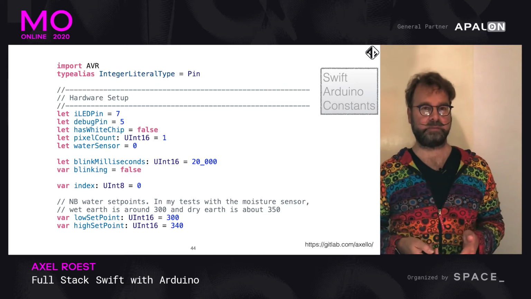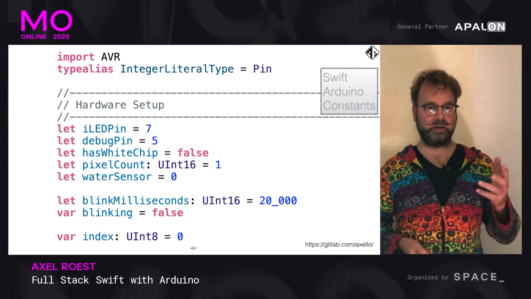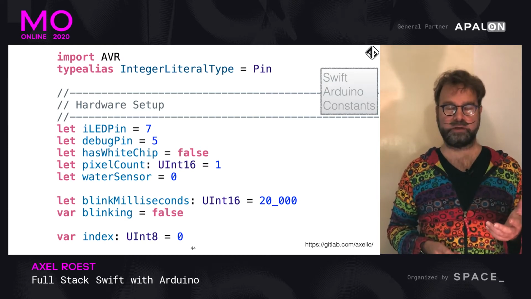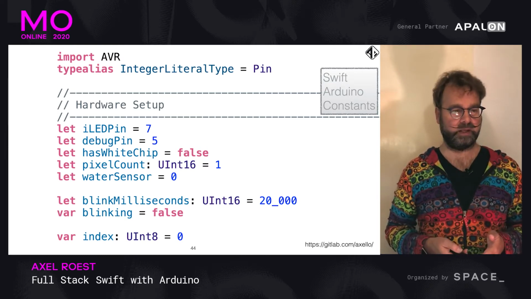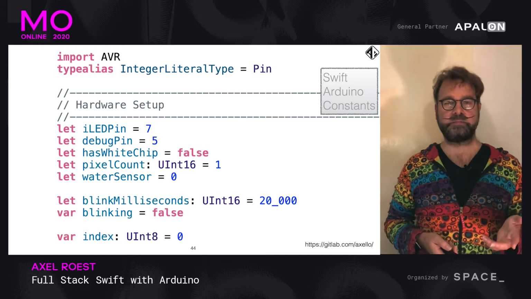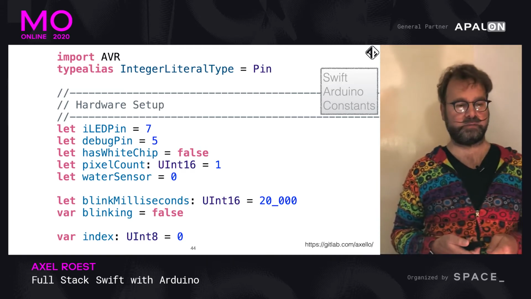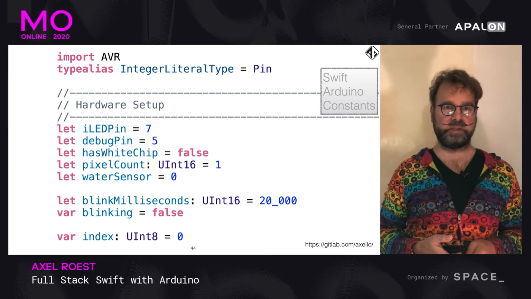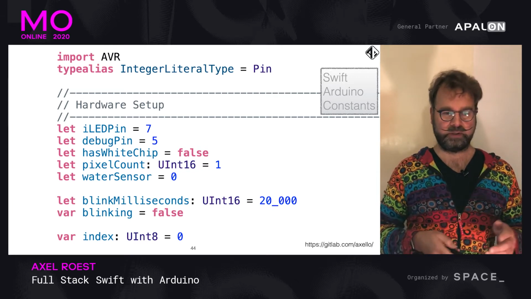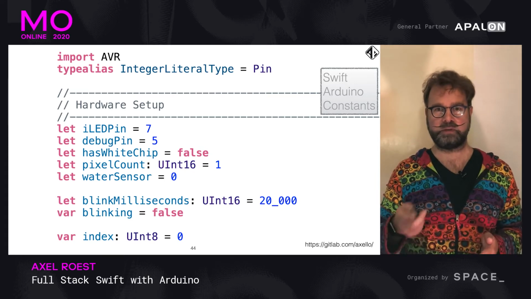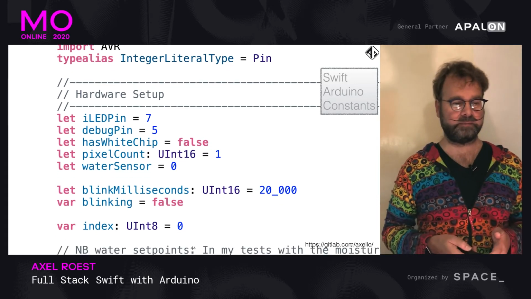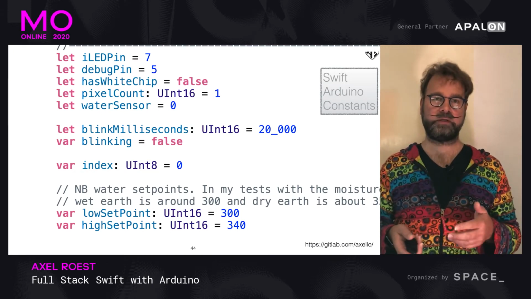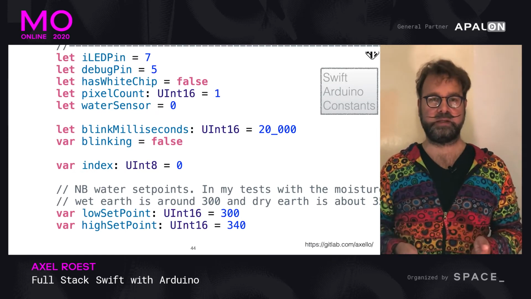So what does it look like? At the top we import AVR. This is the AVR, the library for the Atmel processor. And we define some pins. So we said, the LED is on pin 7, and we have a debug pin which we use, and the sensor is on pin 0. And we define some constants where we want to blink LEDs. And then we set a low and a high set point, so when there is enough water and when the plant needs some watering.